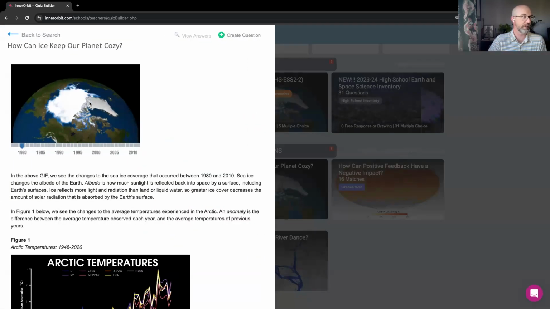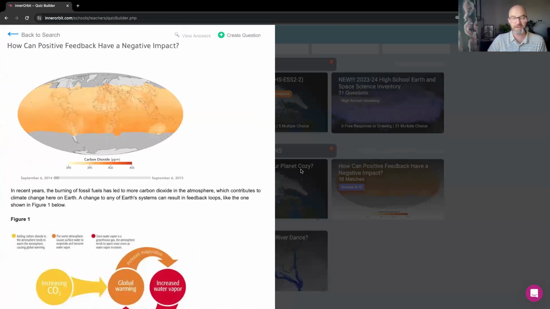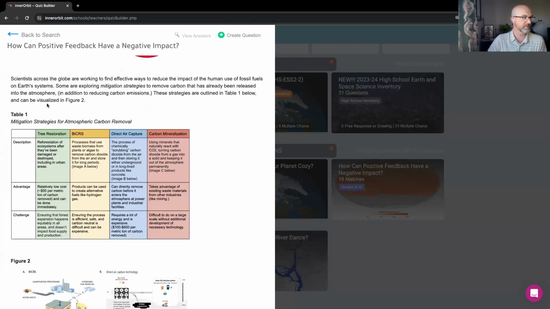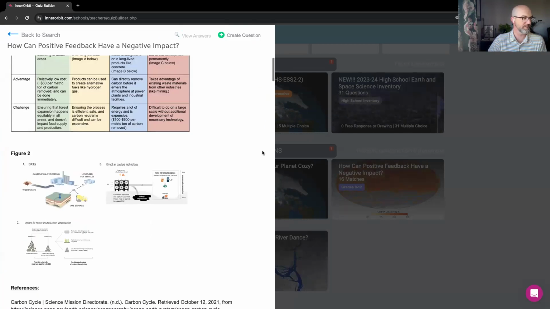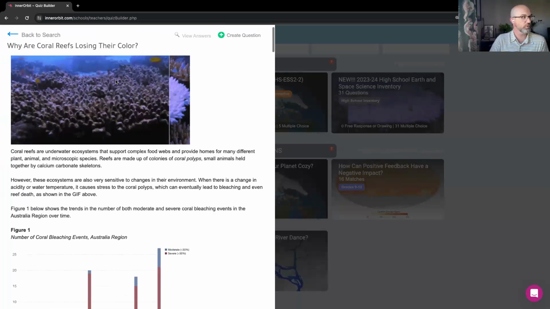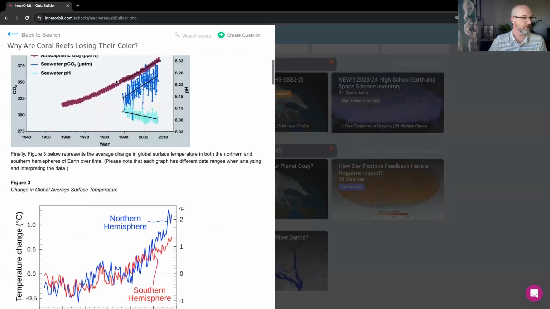We can look at how ice can keep our planet cozy. And then we can also ask, how can positive feedback have a negative impact? This looks at increasing CO2 and its impact on water vapor, and looking at different ways to mitigate atmospheric carbon removal: either tree restoration, air capture, or carbon mineralization. So this is very much an engineering concept. And then this is looking at coral reefs losing their color. So there are lots of different ways that we can take the concepts of these different feedback mechanisms and apply those to changes in Earth systems.